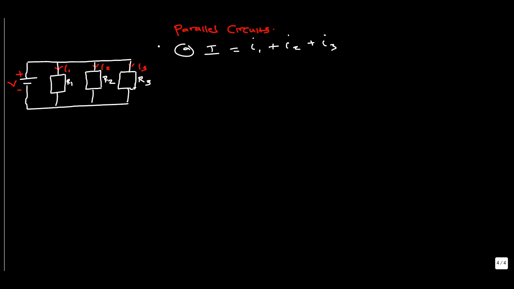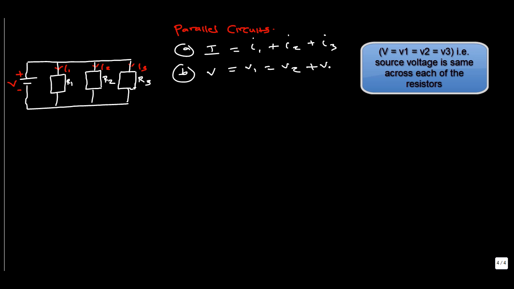Now, the second thing that we must understand when it comes to parallel networks is that the voltage, V, is basically the same across each of the resistors. So what we're saying is the input voltage is the same as V1, which is the same as V2, which is the same as V3.